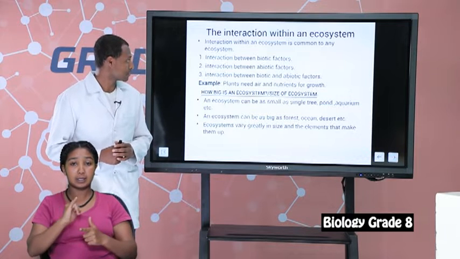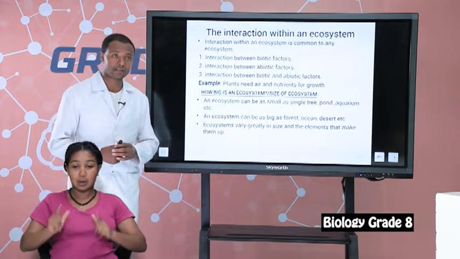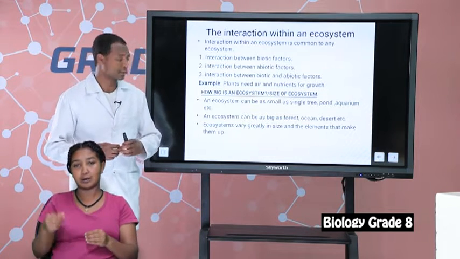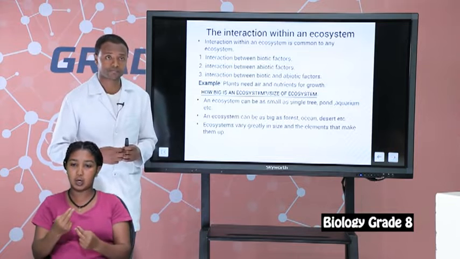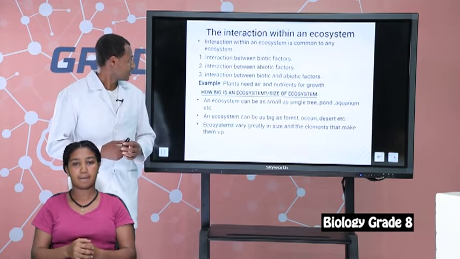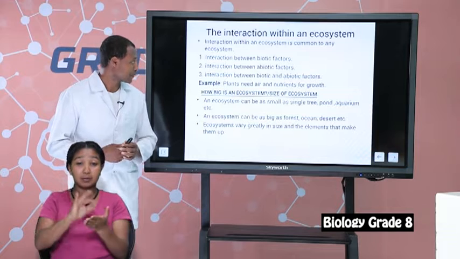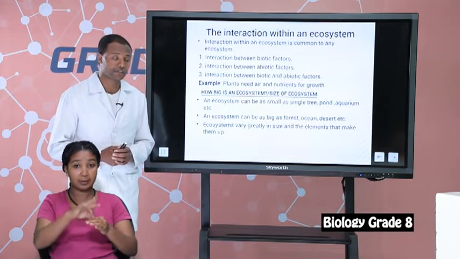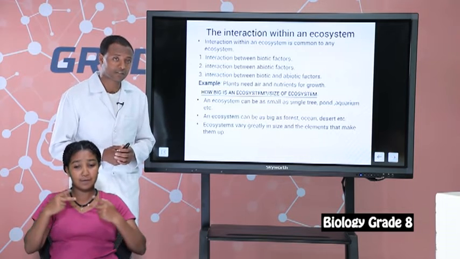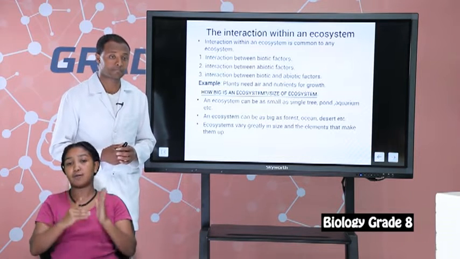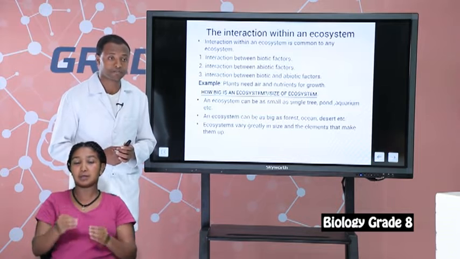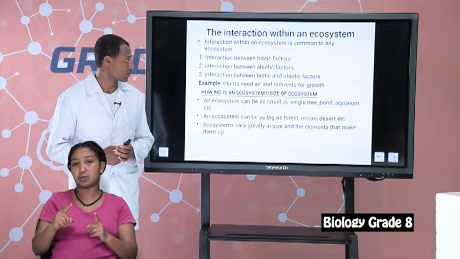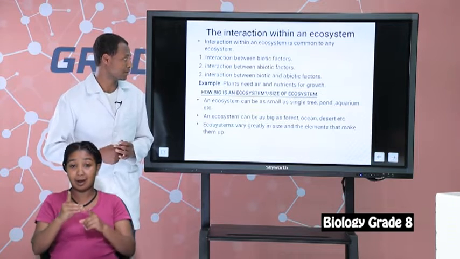The second is interaction between abiotic factors. There is interaction between soil, sunlight, air, and nutrients. Then, interaction between biotic and abiotic factors. For example, plants need several physical factors for good development. Plants need temperature and nutrients from the soil in order to grow well. So this is the direct relationship between them.